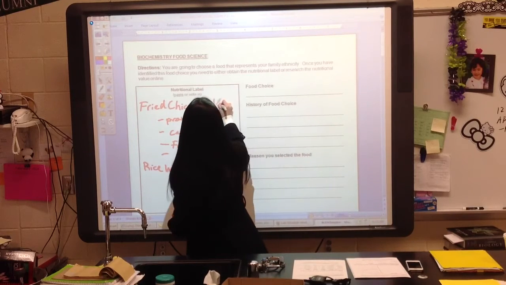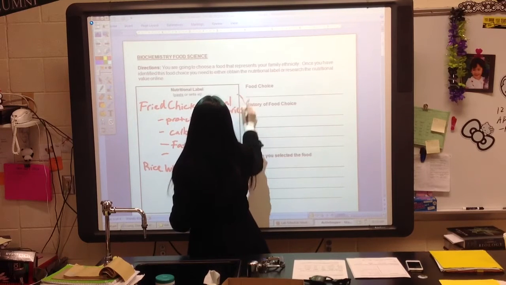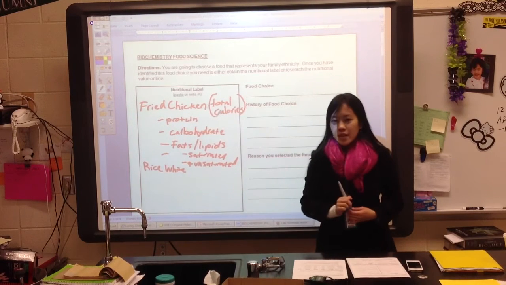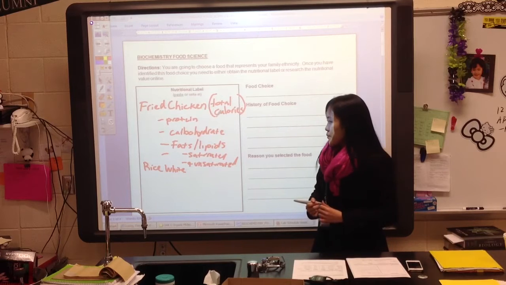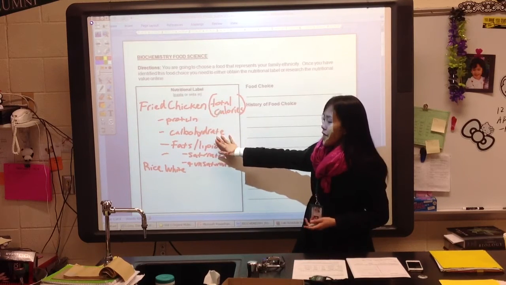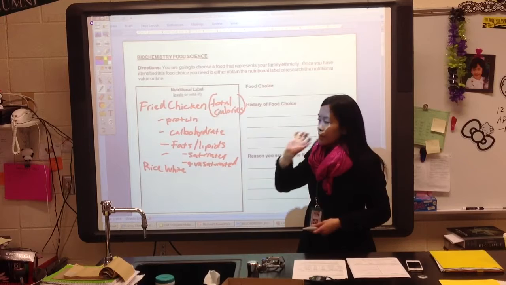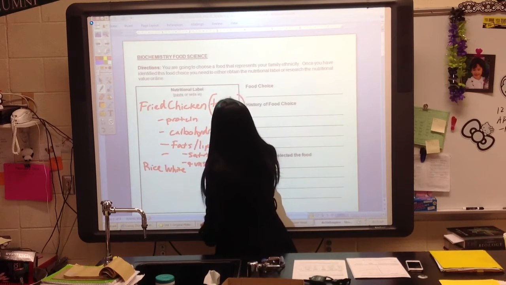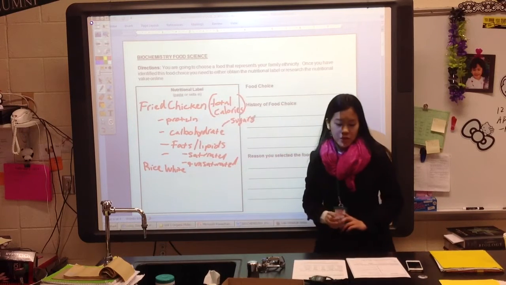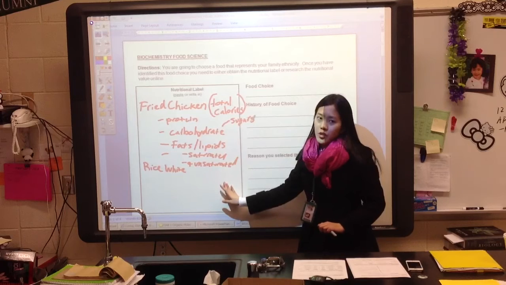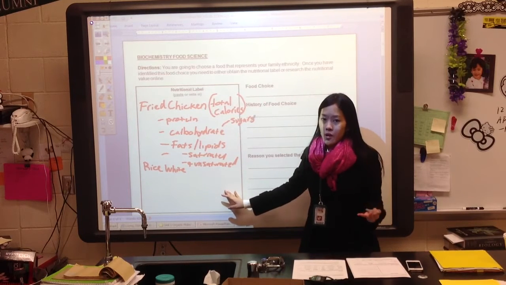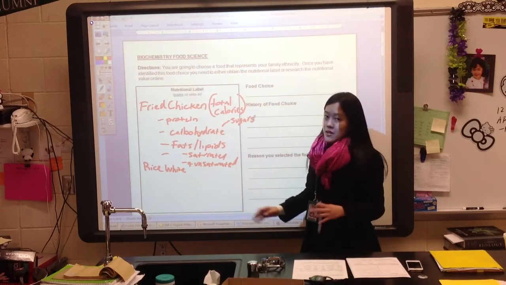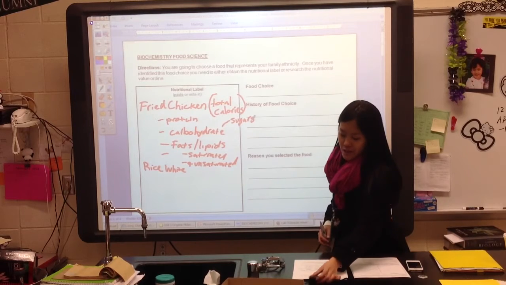So the total calories will be the other piece that you'll want to get from there. One other hint here before you pause and take a minute to copy this down is for your carbohydrates, you'll want to look at sugars as well. Okay, sugars as well. So the more information you can get on your nutritional label, the better off you're going to be. The easier it is going to be for you.